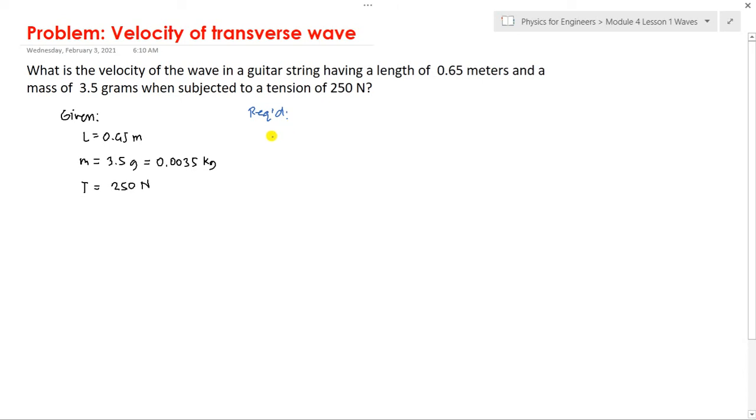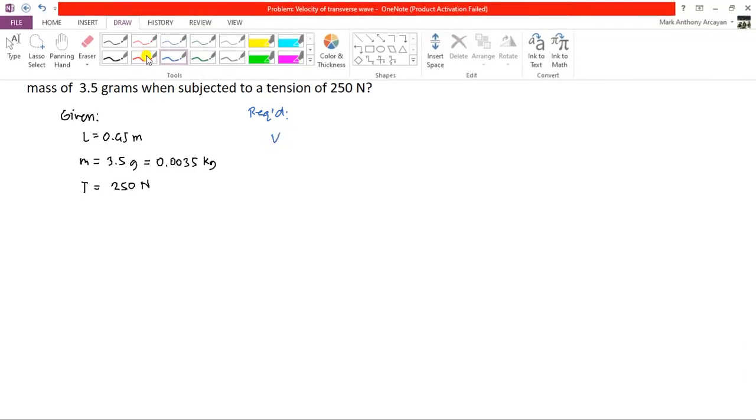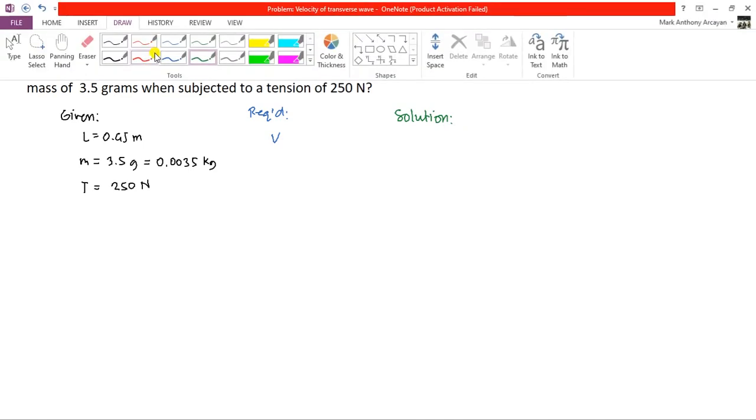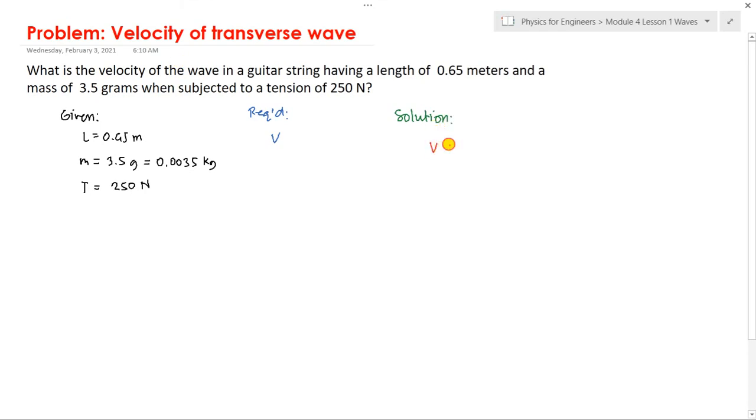required here is the velocity of the wave, so V. Solution. From our previous discussion, we have the velocity of a transverse wave is equal to the square root of the tension over the linear mass density. Since the linear mass density is not given directly, we know that it is the ratio of the mass over the length. Or in other words, you have the square root of tension times the length over the mass.